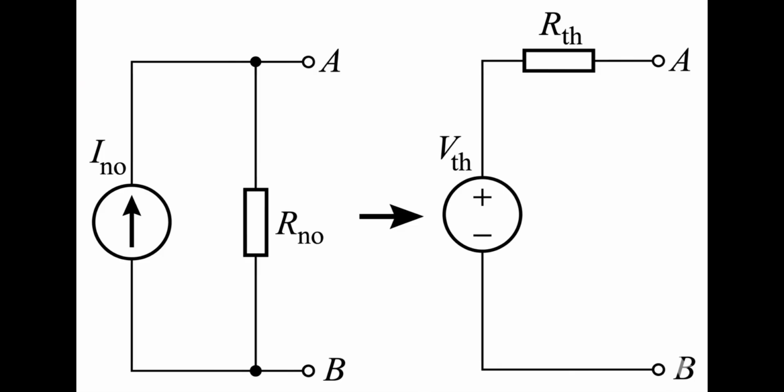Relationship to Thevenin. It is a dual of Thevenin's theorem, where current IN is given as VTH divided by RTH and RN is equal to RTH.